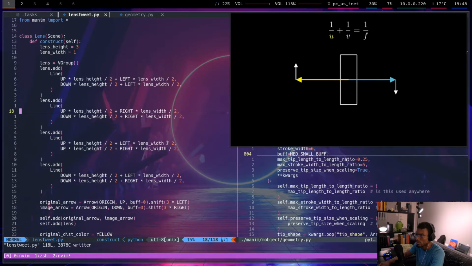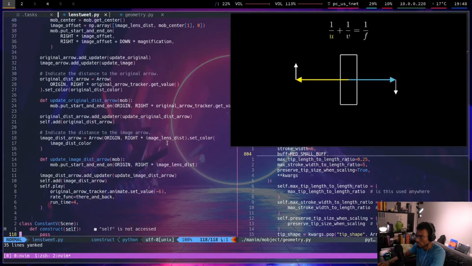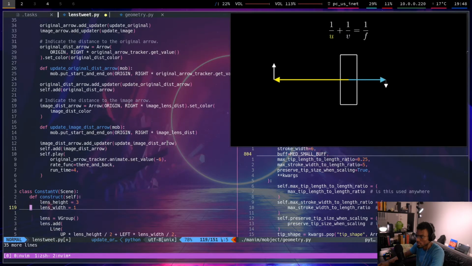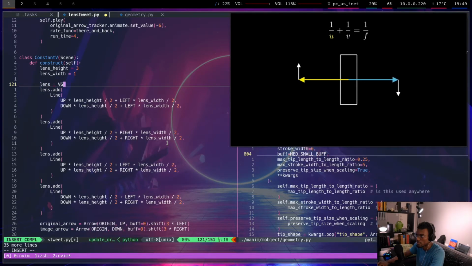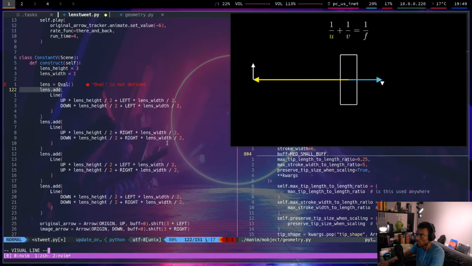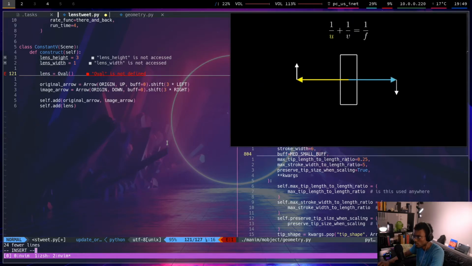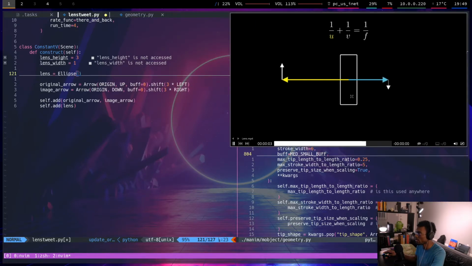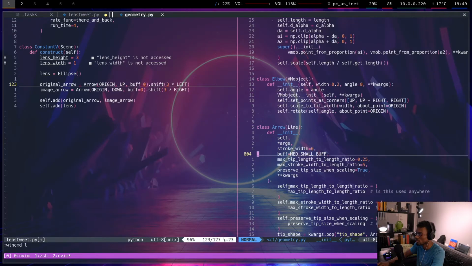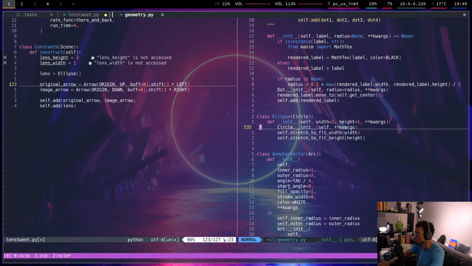But this time, I'm going to have something similar to this. However, the lens will be an oval, which is an ellipse. Lens height. Maybe I can pass parameters to the ellipse. Here. Width and height.